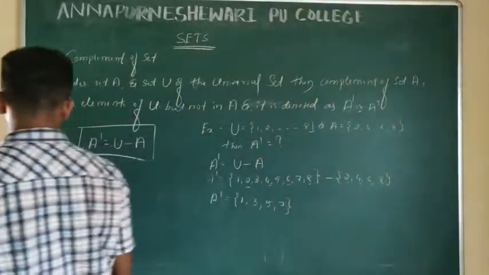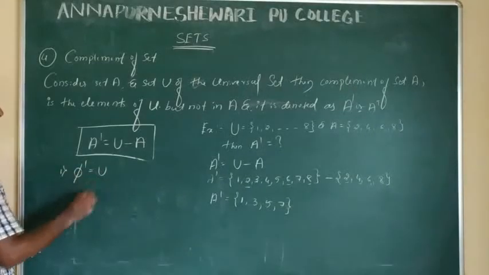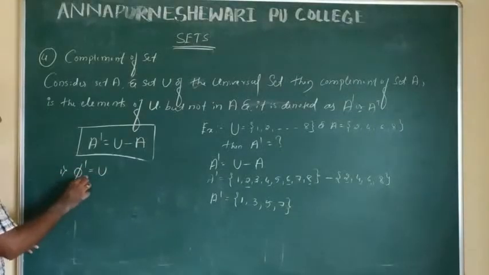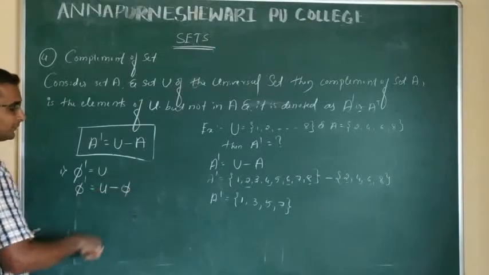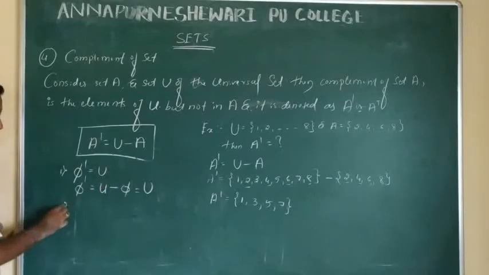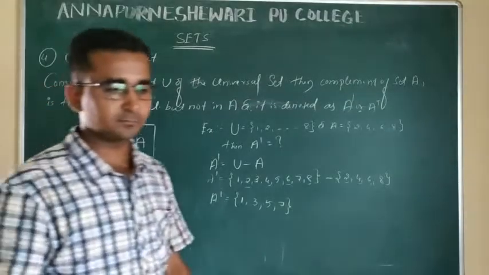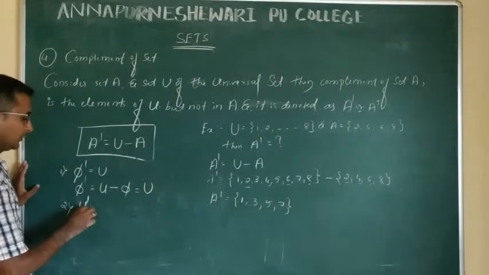The first one is phi dash is U. That is phi dash is U. How is phi dash U? Phi dash is nothing but U minus phi. Again, U minus phi is nothing but what you get? That is U. The second one: U dash is phi.